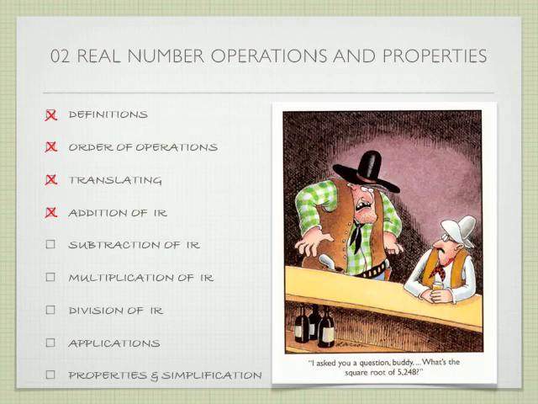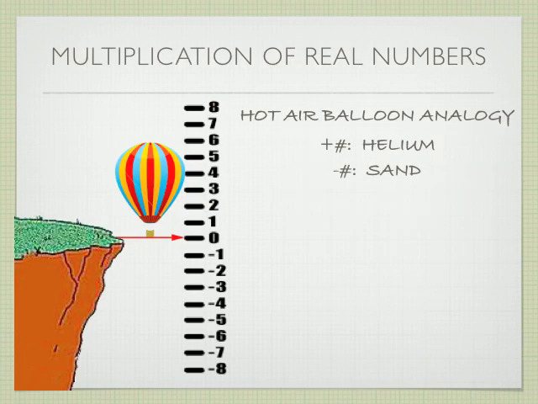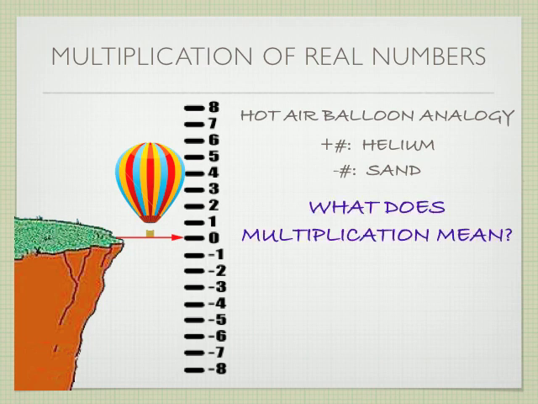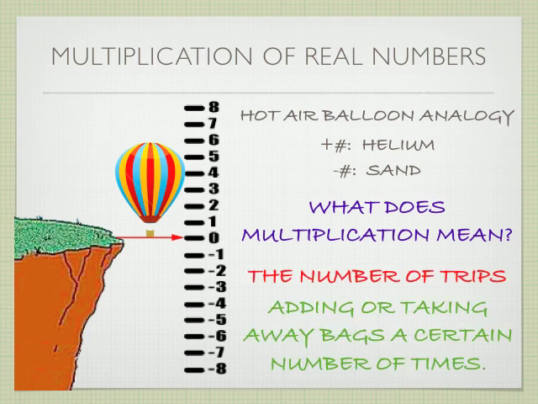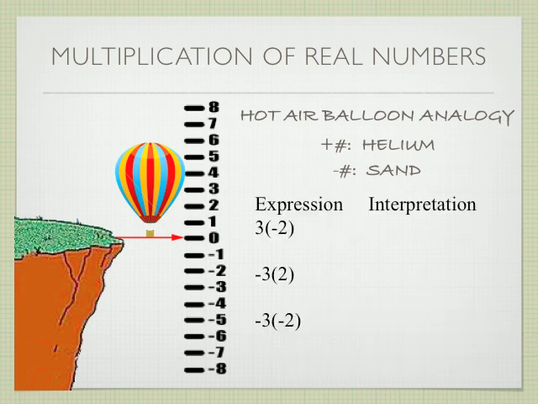Okay, that's subtraction. Now multiplication. Let's keep our same hot air balloon. Positive numbers are bags of helium, negative numbers are bags of sand. What does multiplication mean? That's how many trips I'm making to the balloon. So I'm adding or taking away bags a certain number of times. So for this, I have 3 times -2. That means I do -2 3 times.